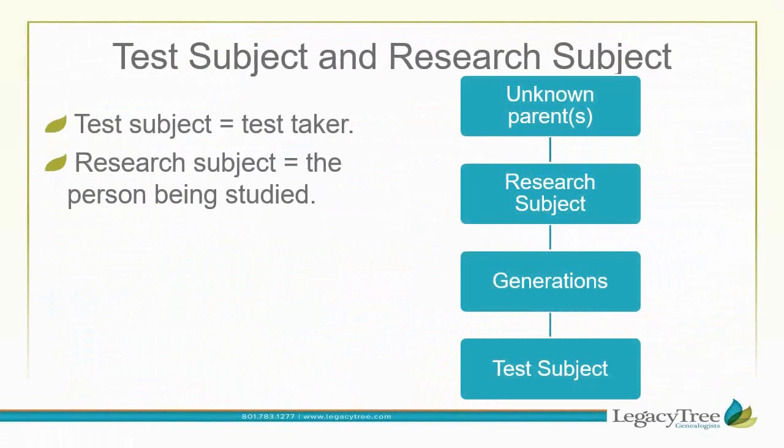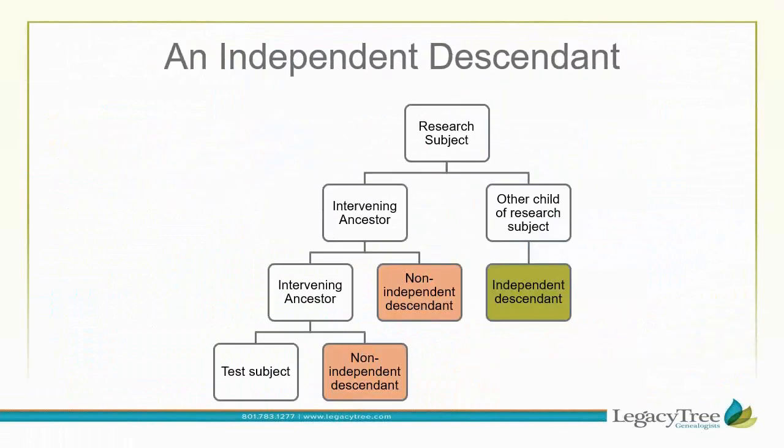So, test subject is the test taker. The research subject is the person that we are studying. Now let's talk about what is an independent descendant. If we look at our research subject versus our test subject, then anyone who is descended from our research subject would have inherited DNA from that individual.